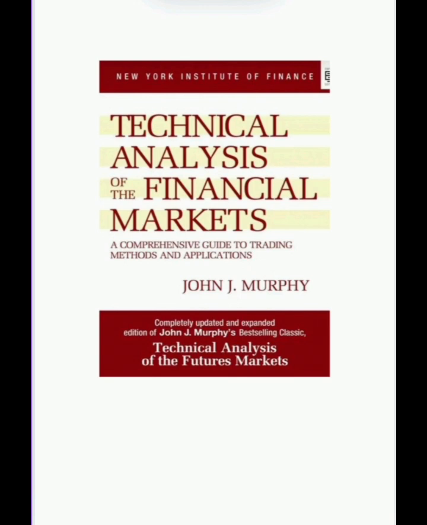Introduction to Fibonacci numbers. The Fibonacci sequence is a series of numbers where each number equals the sum of the previous two. 0, 1, 1, 2, 3, 5, 8, 13, 21, 34, and so on. This sequence is seen in nature, human behavior, architecture, and financial markets. Morphy explains that these numbers lead to ratios that help identify key turning points in price charts.